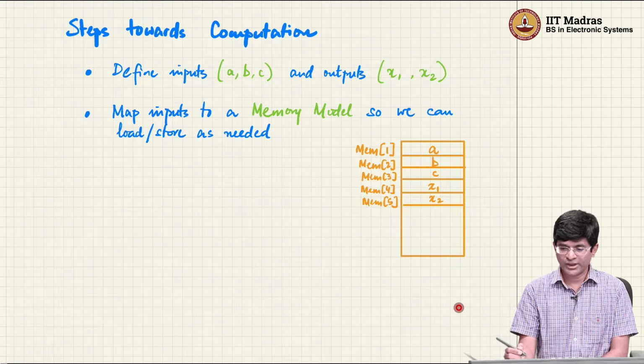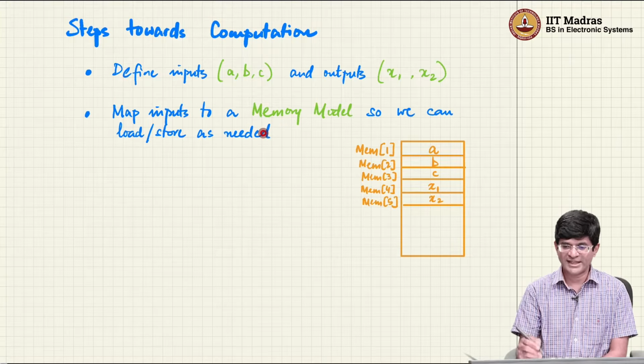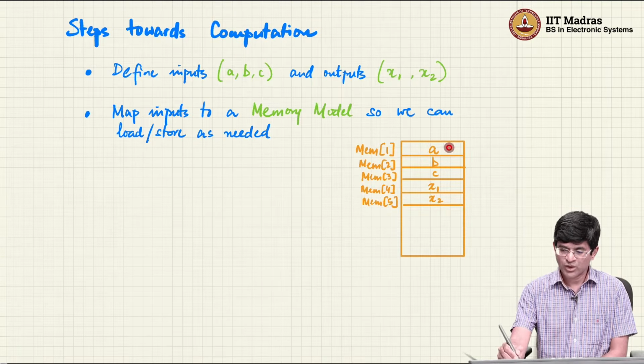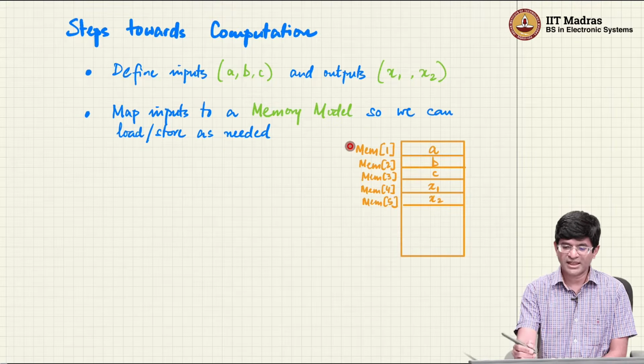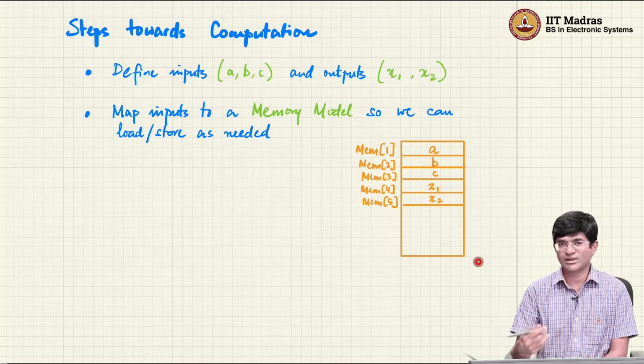Now what I'm going to do here is map these inputs into a memory model. The word memory model sounds fancy, but what I just mean is I need to know where I can get them. So I'm going to assume that the value a is in some memory location that I'll call mem of 1, the value b is in some other memory location that I'll call mem of 2, and the value c is in some other memory location that I call mem of 3. It's just arbitrary. I could have chosen pretty much any way of storing them. It need not have been 1, 2, 3 like this. It could have been some other values.